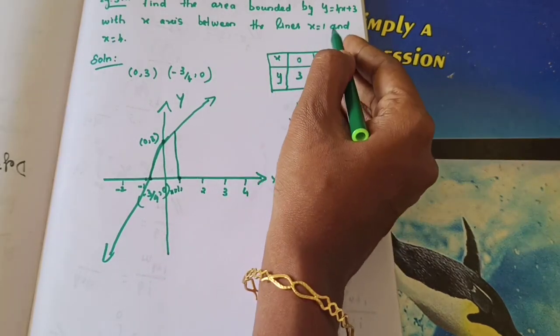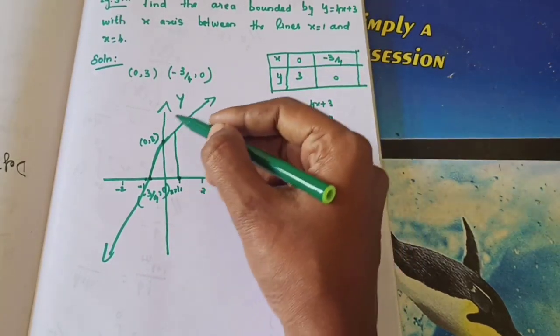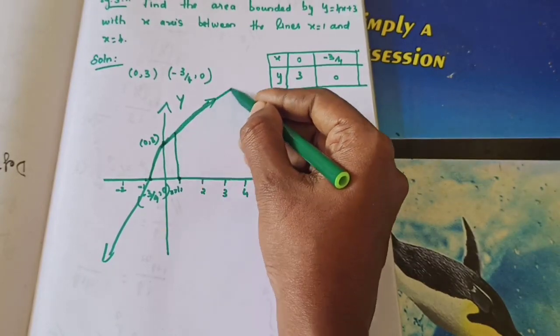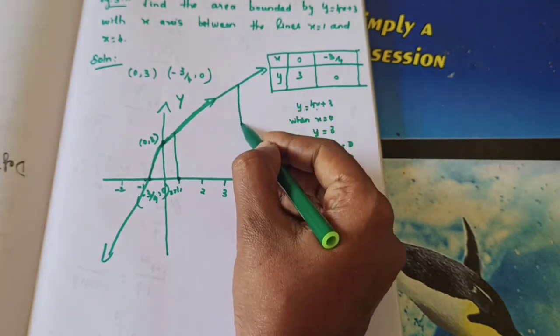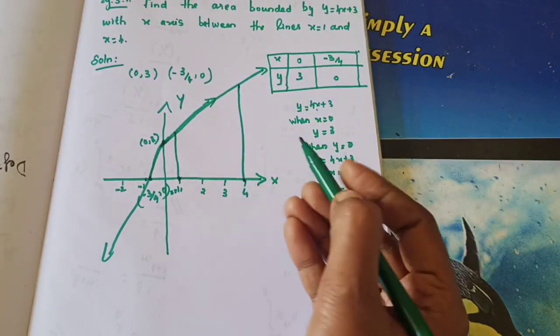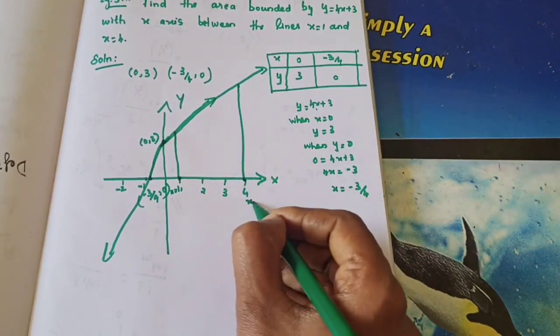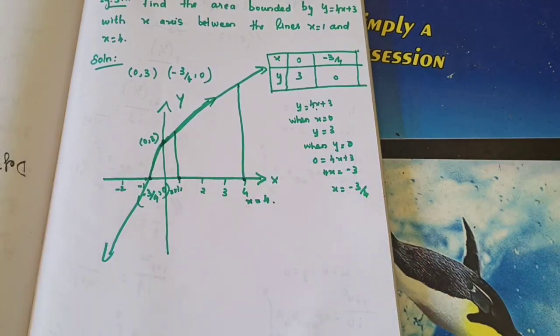Then next one, what's the value given? x equal to 4. If you are drawing by using the scale, then only it will be correct. Please extend this and join like this. x equal to 4 means at 4 it will be the line x equal to 4. Okay. Now x equal to 1 and x equal to 4.